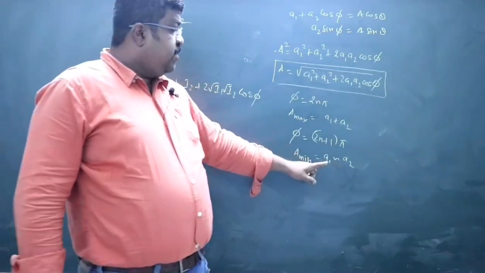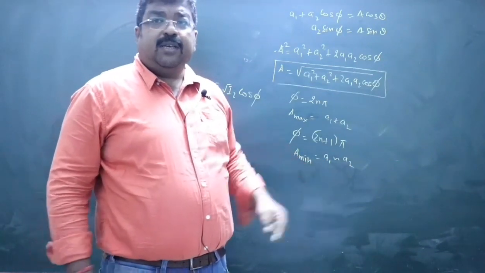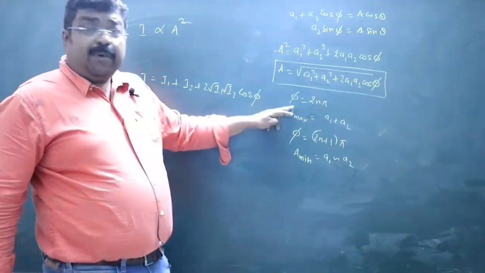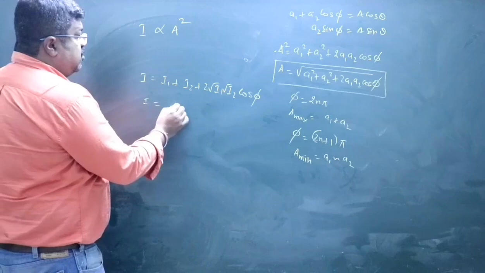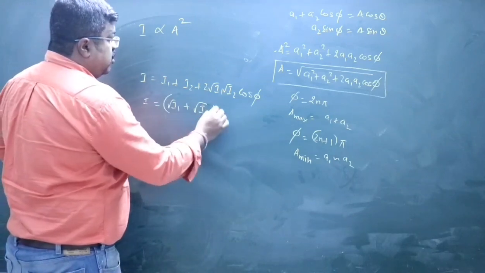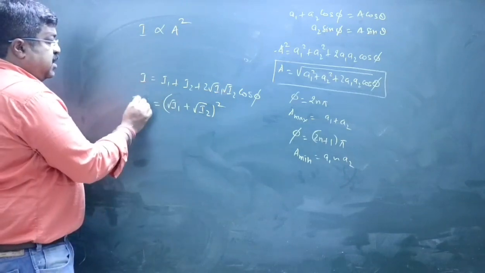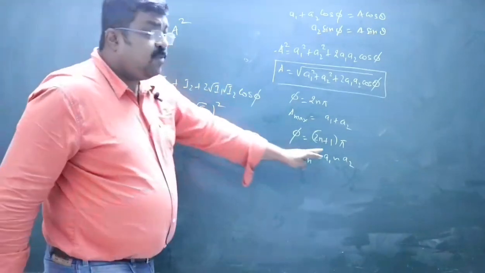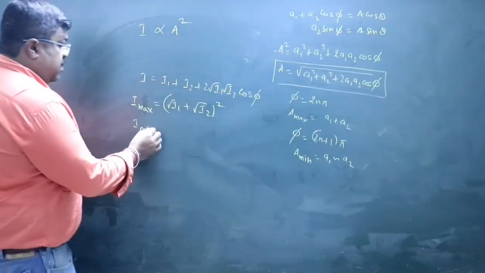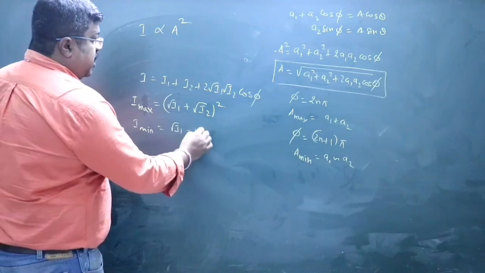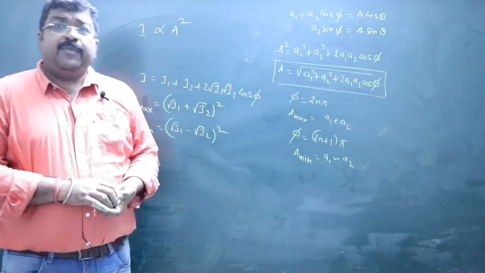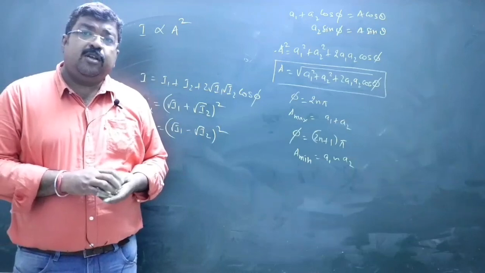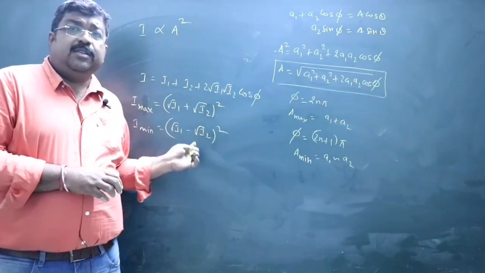If A1 is greater than A2, you write A1 minus A2. If A2 is greater than A1, you write A2 minus A1. So this is the maximum amplitude and this is the minimum amplitude. If this condition is applied over here, we get I equal to (root I1 plus root I2) squared. This is the maximum intensity when phi is equal to twice n pi. Similarly, when phi is equal to twice n plus 1 pi, the condition for minimum amplitude, the intensity will be minimum. I minimum will be (root I1 minus root I2) the whole squared. So this is the amplitude and this is the intensity when you have two waves with different amplitudes undergoing superposition. This is the resultant amplitude, this is the resultant intensity.